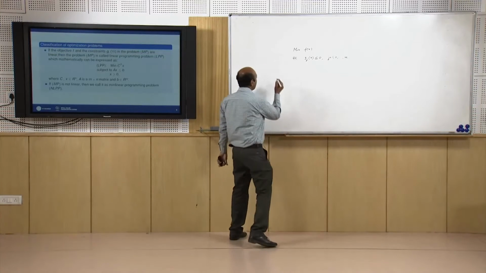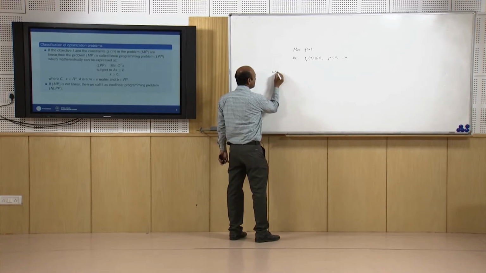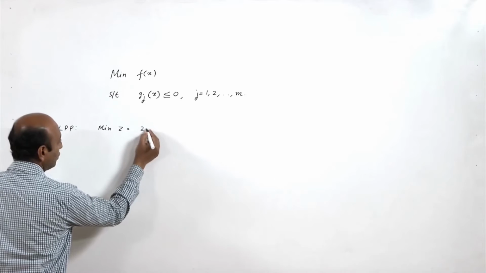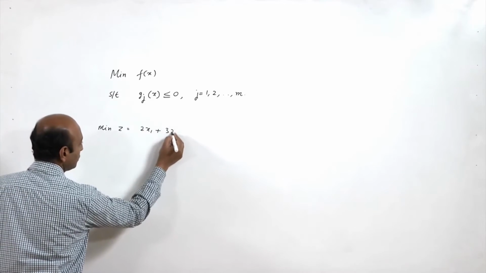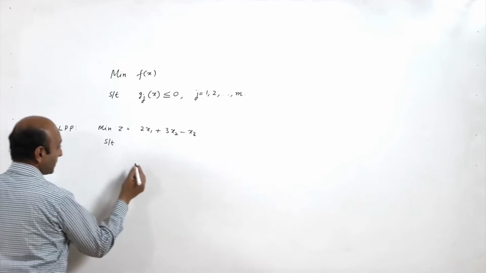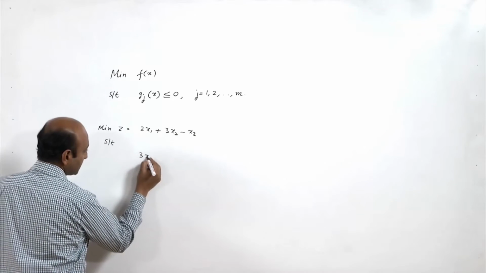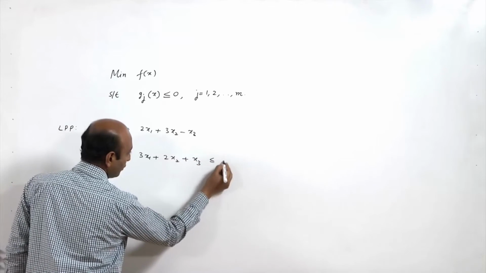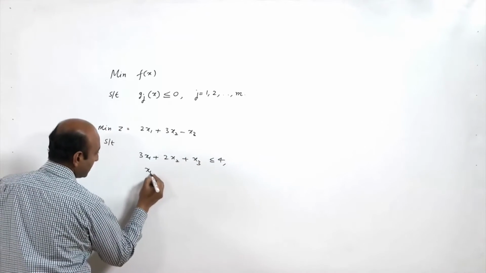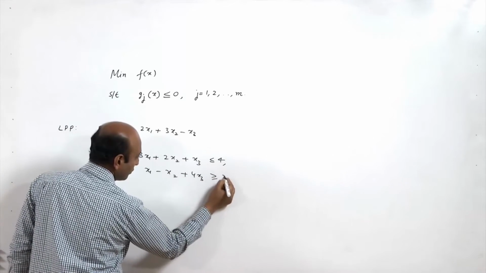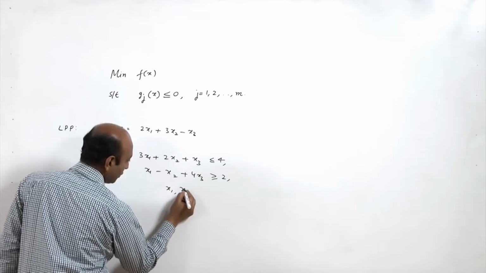An example of an LPP is something like this. Suppose we have to minimize z equal to 2x1 plus 3x2 minus x3, subject to 3x1 plus 2x2 plus x3 less than or equal to 4, and x1 minus x2 plus 4x3 greater than or equal to 2, and x1, x2, x3 non-negative.